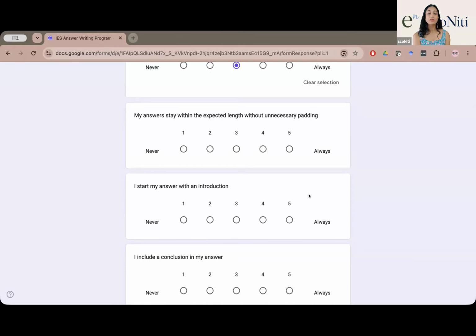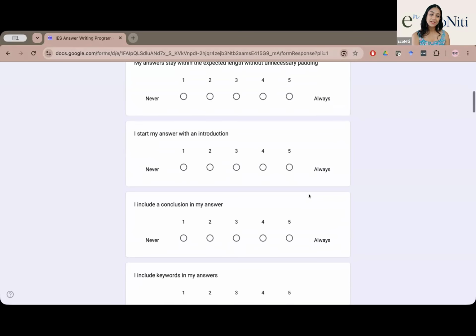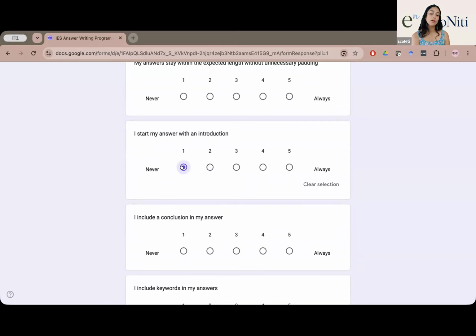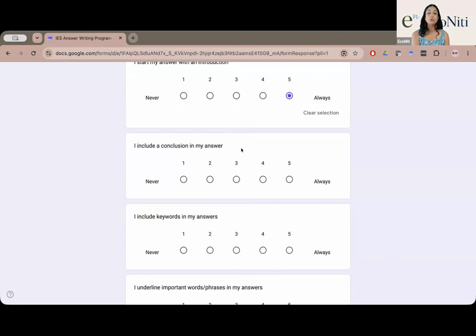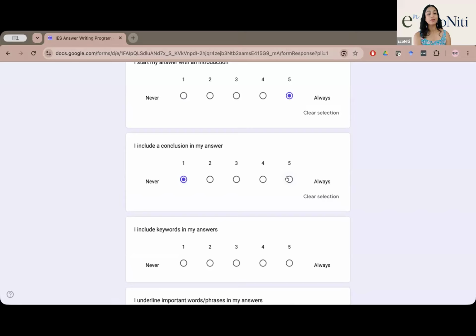Then I start my answer with an introduction, as I always tell you: intro, body, conclusion. This specifically asks whether you write an introduction or not. Maybe initially you will be on a 2, or a 1, and then over time you improve. Hopefully by the time you reach the exam, you can choose always. Trickier: I include a conclusion in my answer. Students manage the intro, but struggle a lot with concluding. So maybe you start with never and land up at 5, always, in the course of these 10 months.